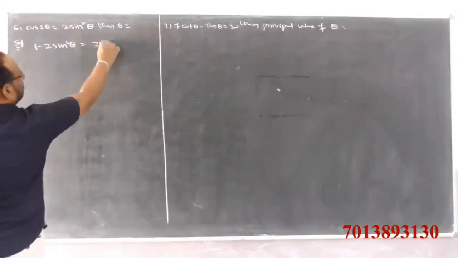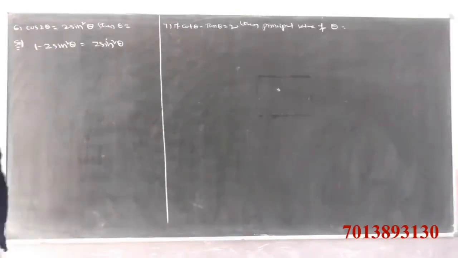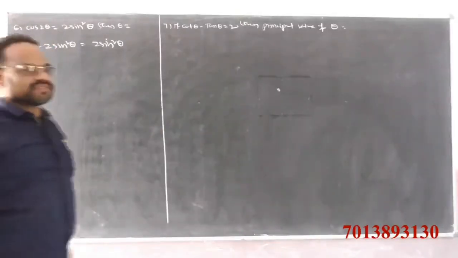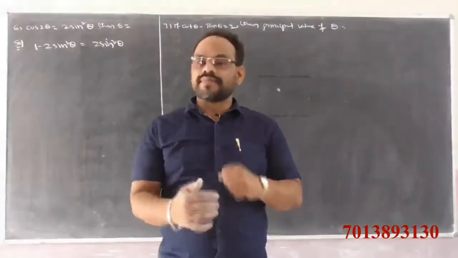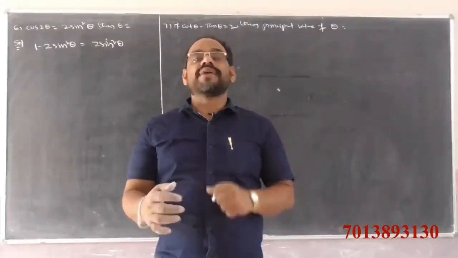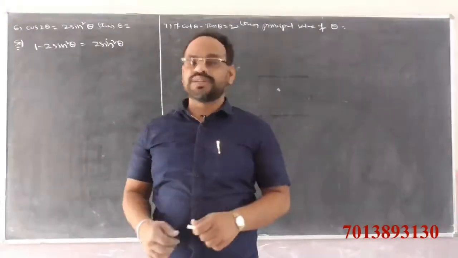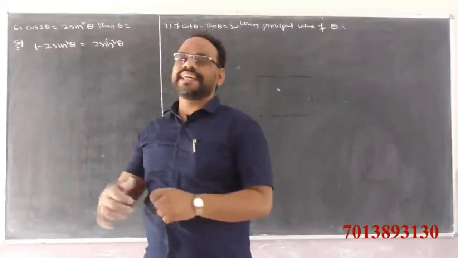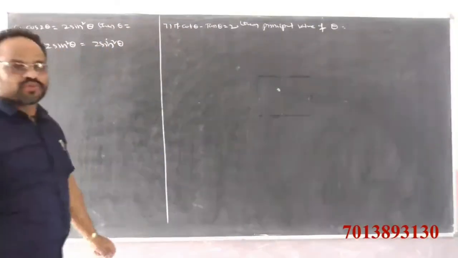Is equal to how much? 2 sin square theta. Cos 2 theta in terms of sin, that is 1 minus 2 sin square theta. Already we know the cos 2 theta formula: 2 cos square theta minus 1, or 1 minus 2 sin square theta, or 1 minus tan square theta by 1 plus tan square theta. So we want cos 2 theta in terms of sin, clearly 1 minus 2 sin square theta. So 1 minus 2 sin square theta equals 2 sin square theta.